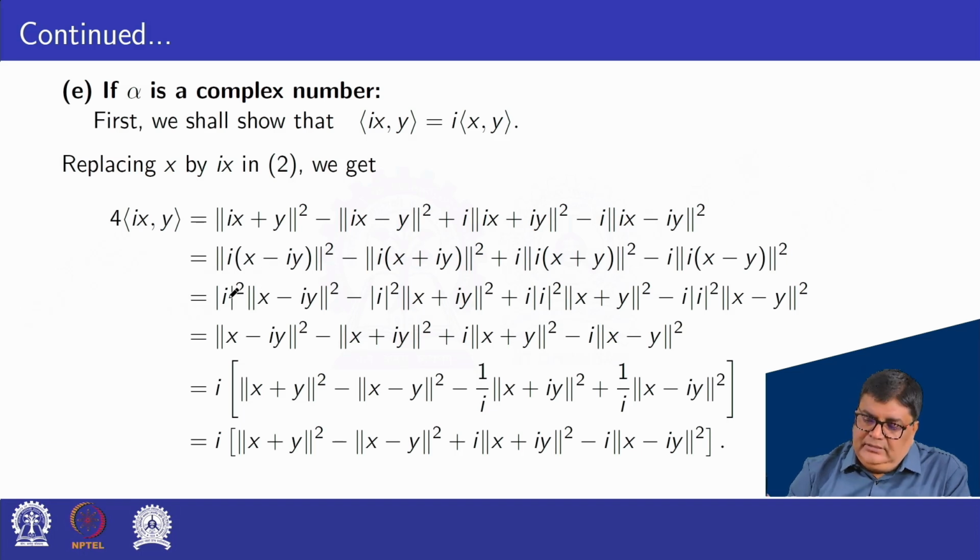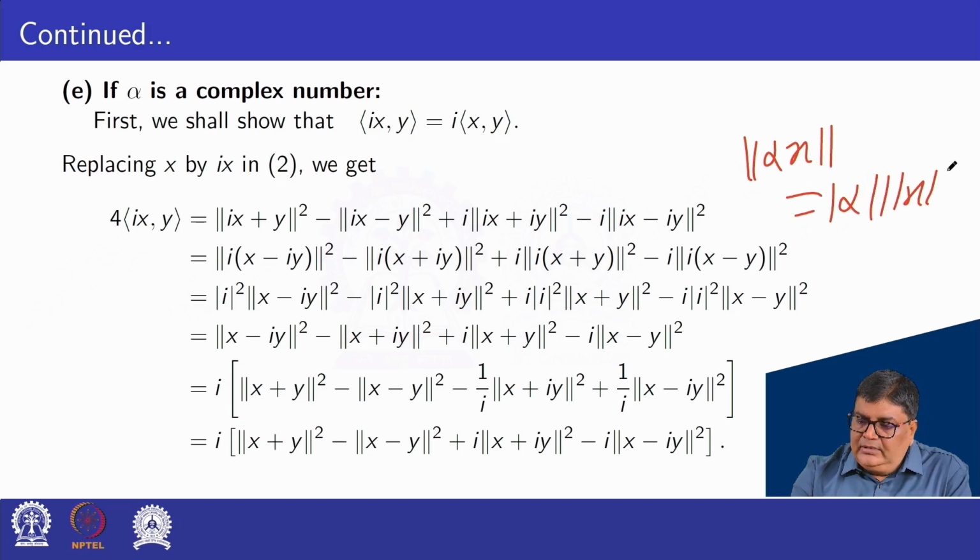So again applying the property that the norm of alpha x equals mod alpha times the norm of x. Okay, mod i squared into the norm of x minus iy squared, here minus mod i squared into the norm of x plus iy squared, plus i into mod i squared into the norm of x plus y squared, minus i into mod i squared into the norm of x minus y squared. Also we know that the square of mod i is 1. So we have this expression.